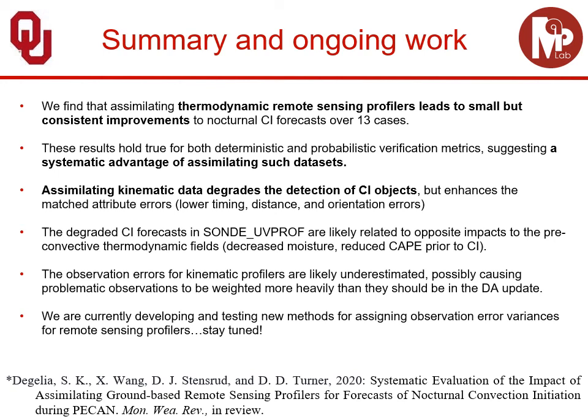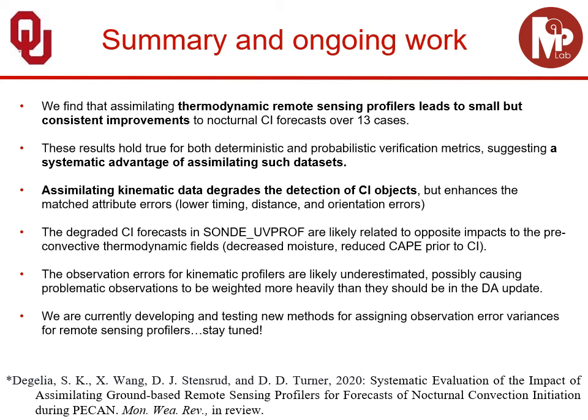So in summary, we find that assimilating the thermodynamic profilers retrieved by ARES can provide a small but systematic improvement for the detection of CI. We hypothesize that this is due to mid-level cooling and moistening introduced by the thermodynamic dataset, which enhances the potential for elevated parcels to produce convection. And this result holds true for both deterministic and probabilistic verification metrics.